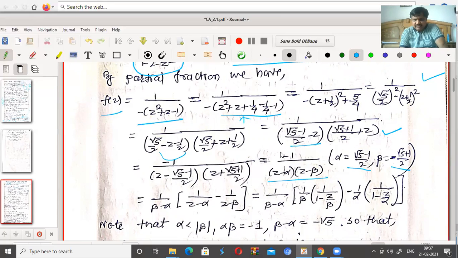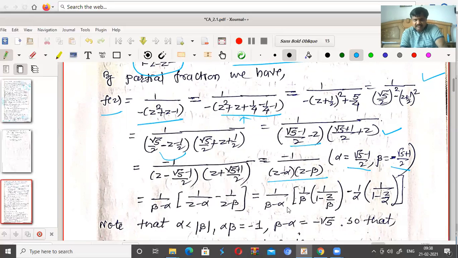So we have to make partial fraction here, and for that you can write this as 1 upon beta minus alpha, 1 upon z minus alpha minus 1 upon z minus beta. How? Cross multiplication: z minus beta minus z plus alpha, that is minus beta plus alpha, will be in the numerator, and in the denominator this will be z minus alpha, z minus beta. If I take minus common from that, we get beta minus alpha, which cancels with this.